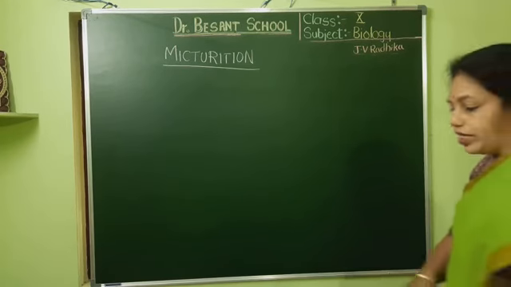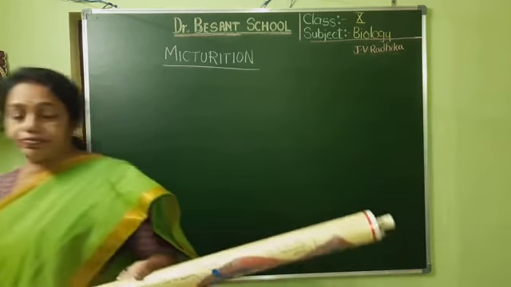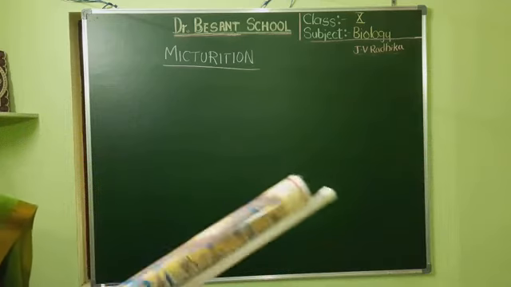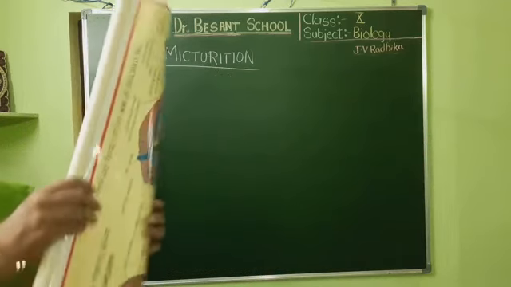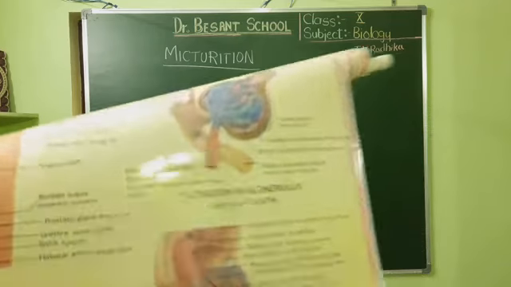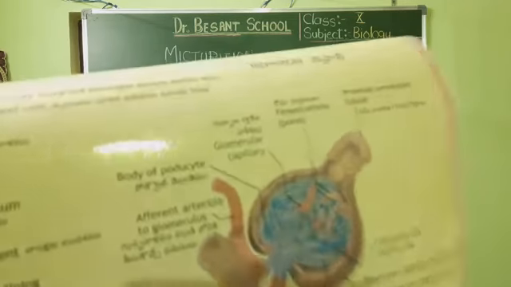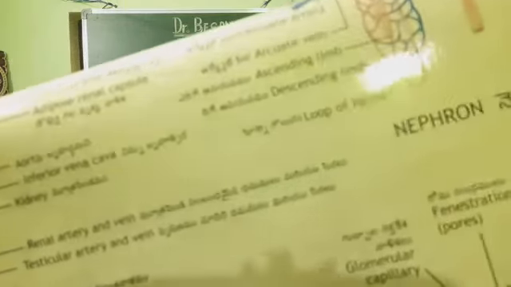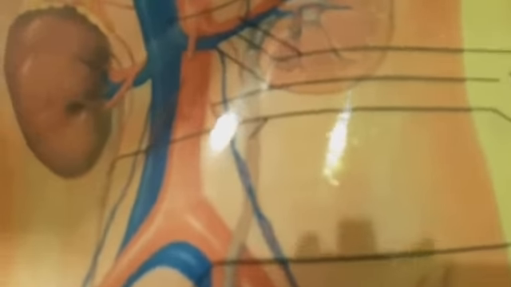So here I have got the chart with me, children. Today we are going to study further what happens in the kidney and in the ureters, and how the urine is carried. Can you all see this chart? I have shown the same chart in the previous video also, isn't it?